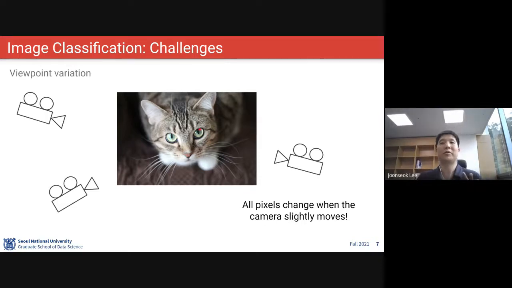The pixels will be completely different if we just move the video or the camera just slightly to its next position. So all pixels basically change when the camera slightly moves. So that's a challenge, right? If our basic assumption is that the object is just static, and if we slightly move the camera, then we expect that the pixels should also just slightly change. But that's not true. Actually, when we move the camera, all the pixels will change. So how can we robustly figure out this is a cat? That's another challenge.